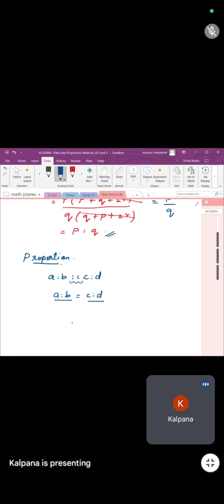Now here we have the first term. A is called the first term, B is the second term, C is the third term, and D is the fourth term. That is all you have to remember. Now, A and D, the first term and the last term, are called what? The extremes. Yes, A and D are called the extremes. They are at the ends. Now what about B and C?